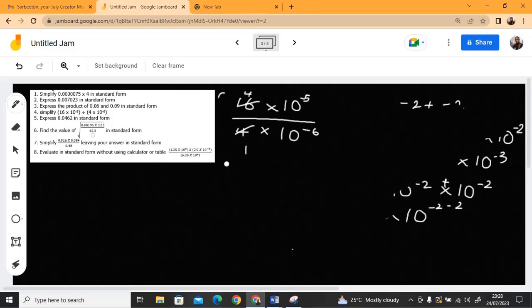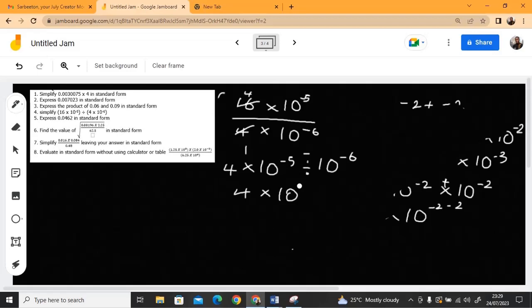So if I were you, I would just write 4, because 4 over 1 is still 4, times the top number 10 raised to power minus 5 divided by, because it's division now, not times, this thing means division, 10 raised to power minus 6. So how do you solve this now? If it's division, you pick one of the base. The base is 10. Now division is minus, multiplication is plus, so here will be minus at the top.